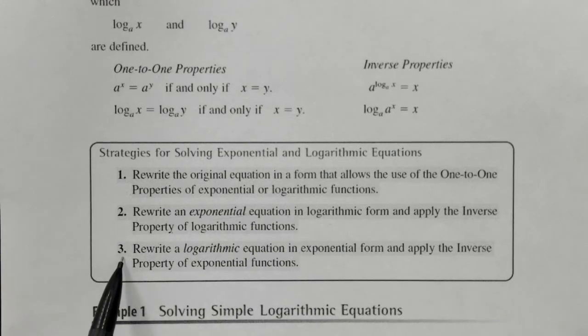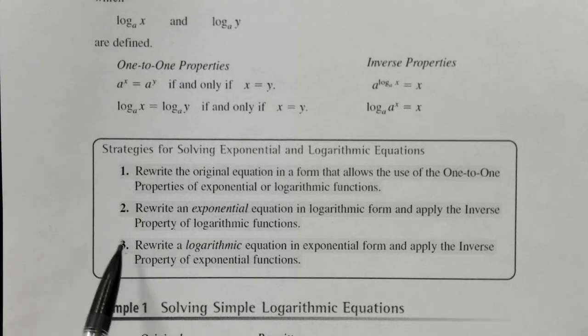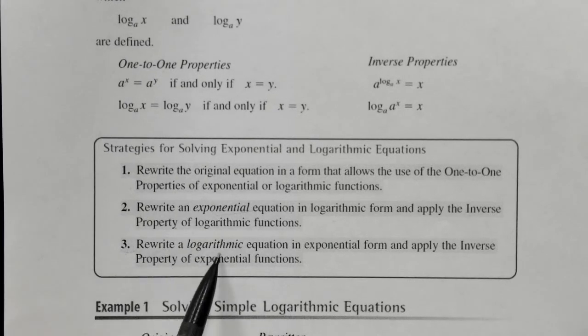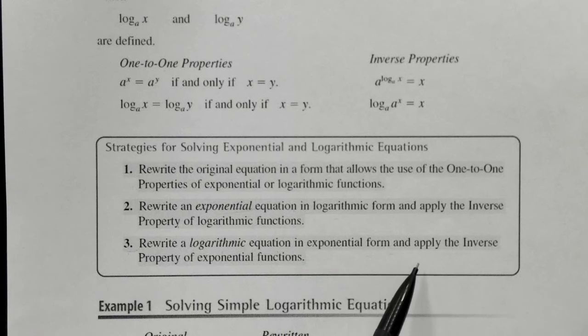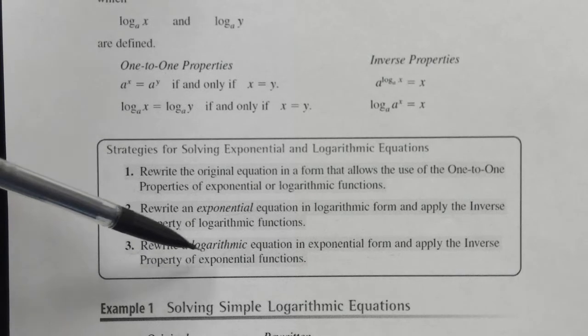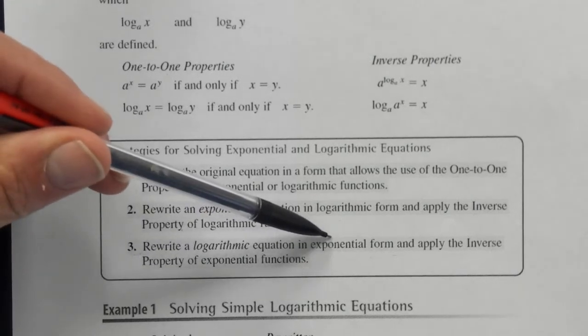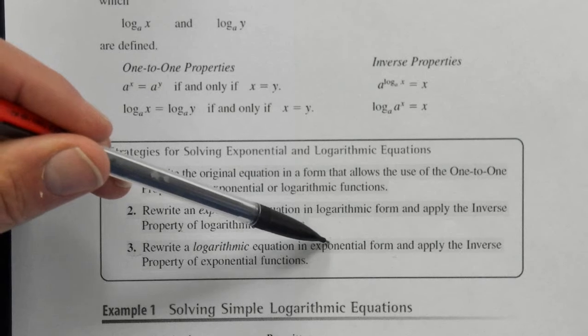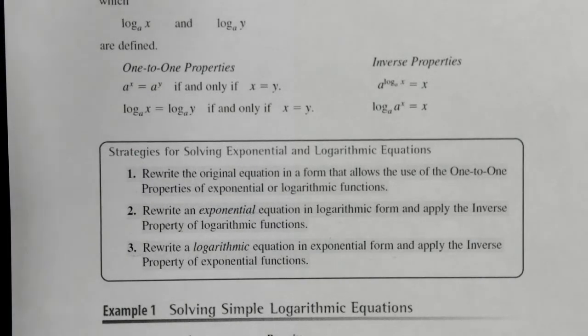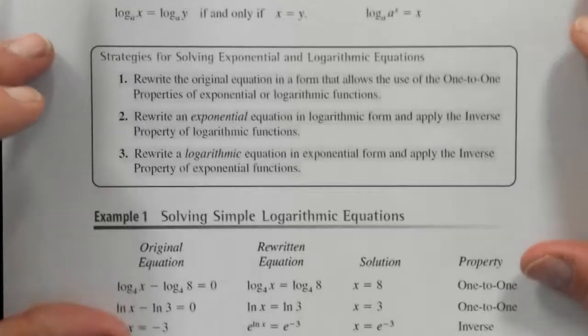inverse. But on this one, we're going to really use strategy number 3 more. Write a logarithmic equation in exponential form, and then apply the inverse property. So once we write the logarithmic equation in exponential form, we'll have it in a form that's easier for us to see how to solve it. Because remember, once we take the logarithmic function and turn it into exponential form, remember we just did a section on solving exponential equations, right? So that's kind of the strategies we're going to use. Let's look at a few examples.